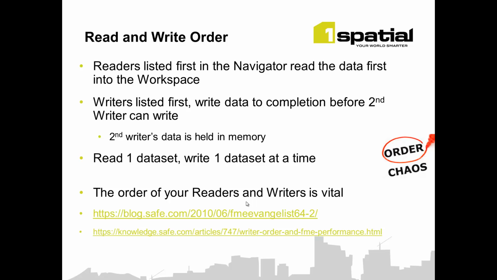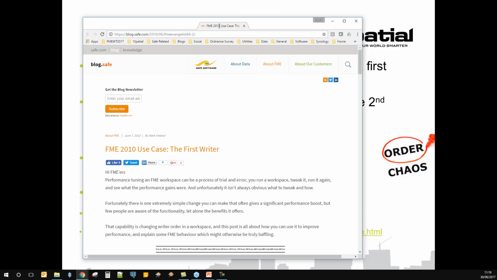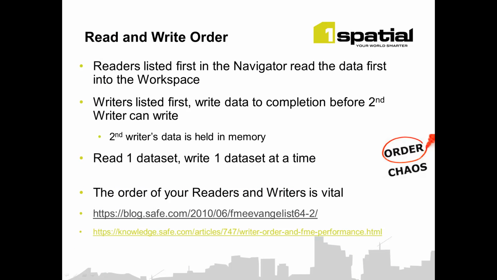But it's worth, if you're looking at performance of your processes, going and having a look at these 2 articles. So the FME Evangelist article listed there is a blog article talking about the order of your writers. Here it is. So it's the first writer article. Very worth going and taking a look at in a bit of detail.